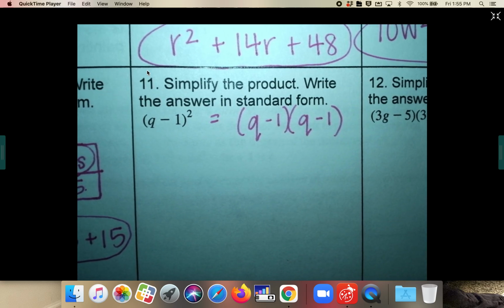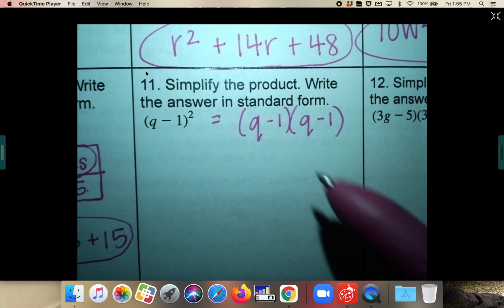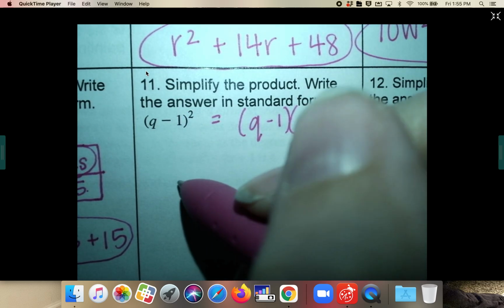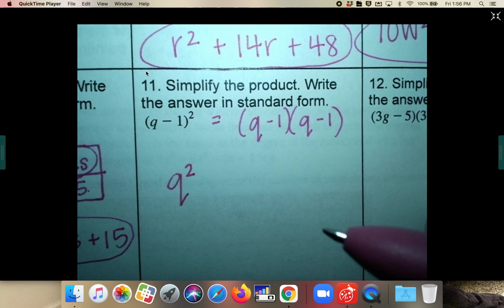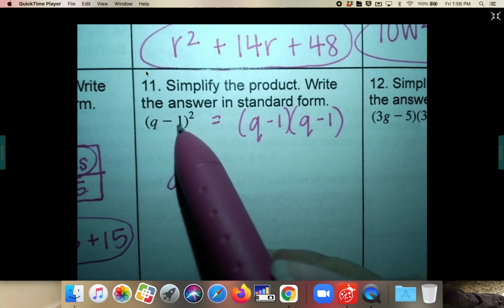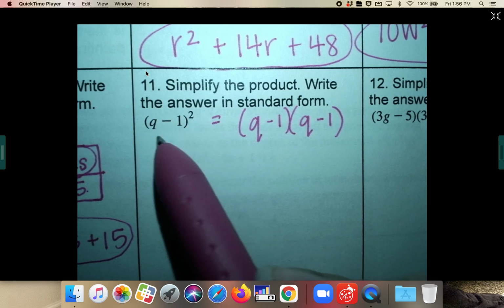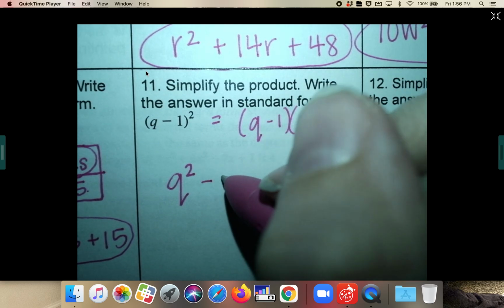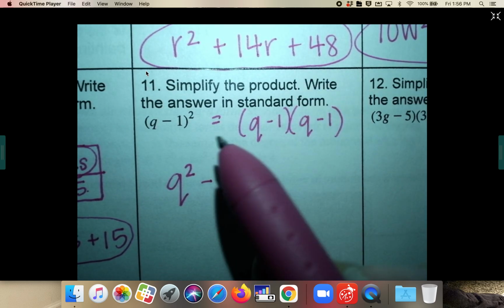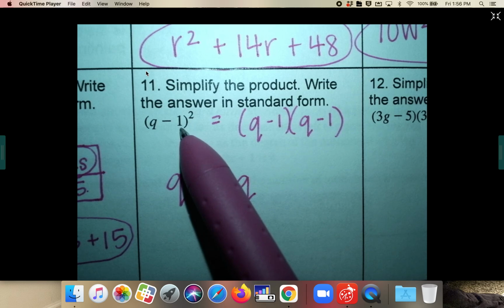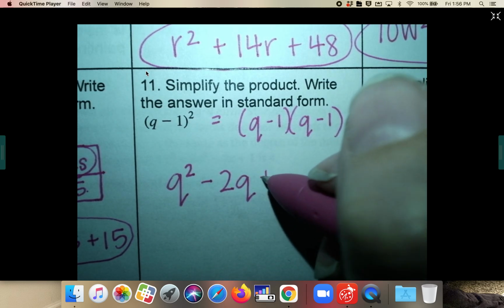My shortcut is if you square the first term and then multiply these two terms, so q times negative 1 is negative 1q, and then double it, that'd be negative 2q, and then square the last term. So negative 1 times negative 1 is positive 1.